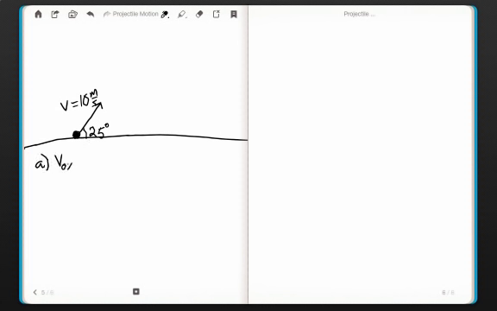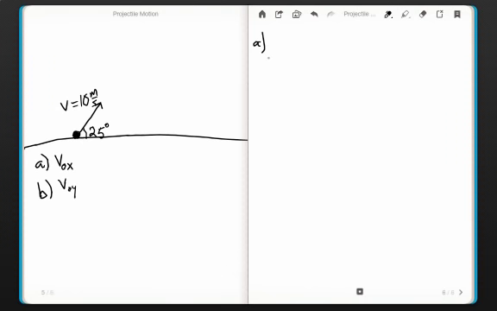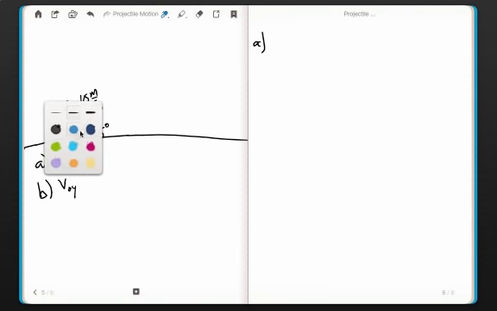Now in order to find my v initial x and my v initial y, we have to bring out some good old-fashioned trigonometry. I'm going to call them v0x a and v0y b. So let's solve for a over here. At the initial point, there is an x velocity, and as it goes through the air, it won't change because acceleration is 0. But we don't know what that is.